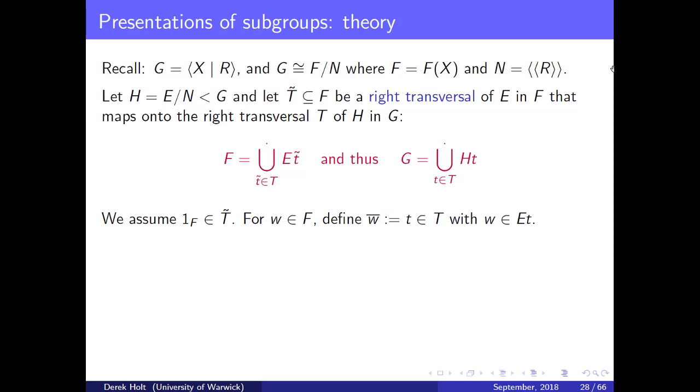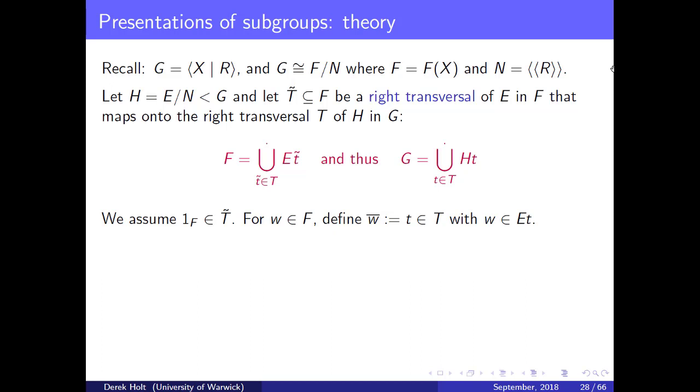And what we need for this approach is a transversal. Again, that's why in practice we're restricted to finite index, because we need the transversal to be finite. We're working generally with right action, so we'll use a right transversal, and let's call that T. T tilde is the inverse image of the transversal, so they're the words in F. It's convenient to assume the identity is part of the transversal. That makes one or two things work out easier.